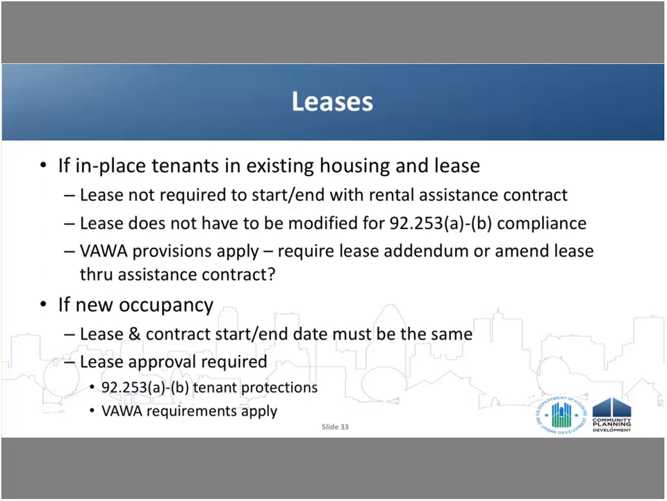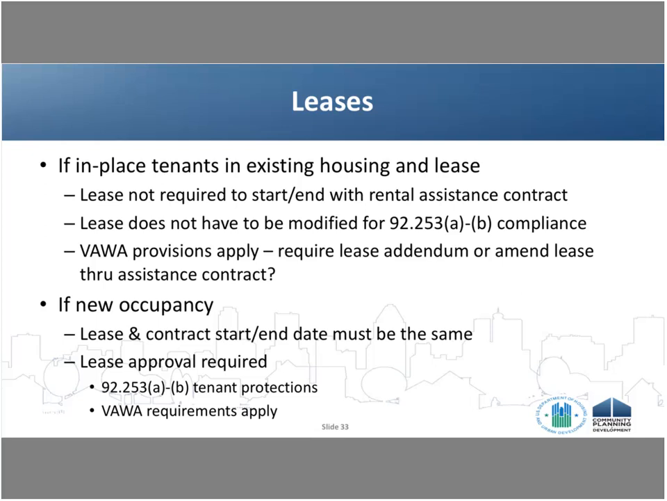Leases. I mentioned the lease on the previous slide. The rule requires PJs to approve the lease and to make certain it meets program requirements. However, HUD has recognized that in-place tenants and existing housing may be under an existing lease and accordingly has provided some waivers regarding existing leases. For existing leases, the lease is not required to start or end with the rental assistance contract. I just mentioned that. In addition, the existing lease does not have to be modified for compliance with 92.253 A and B, which are the tenant protections.